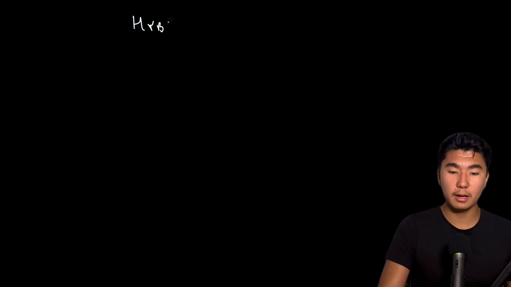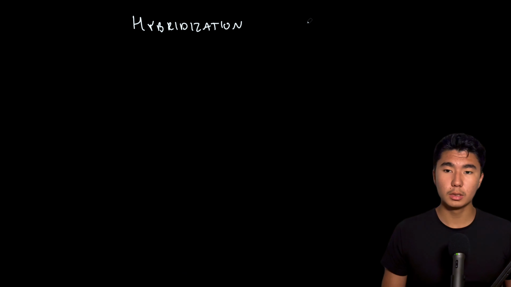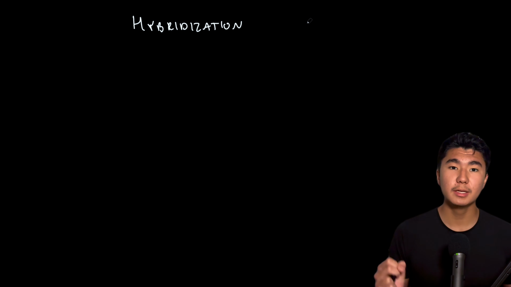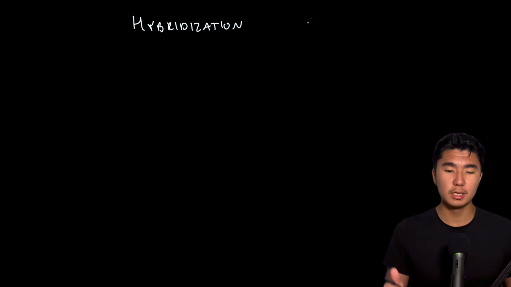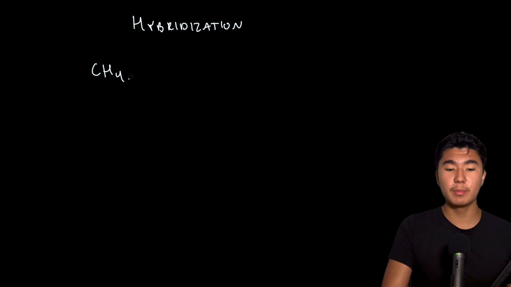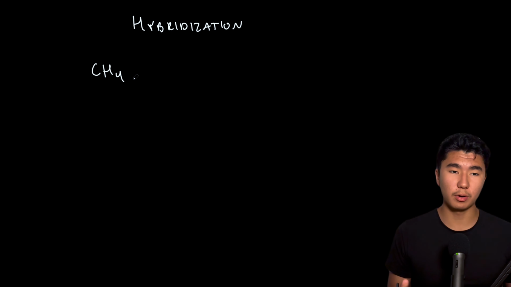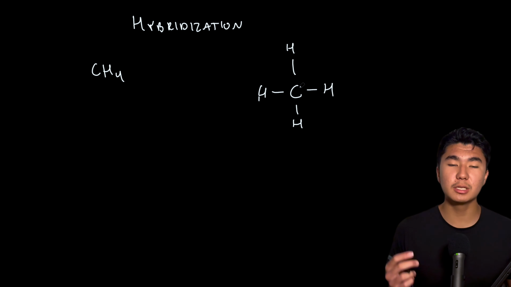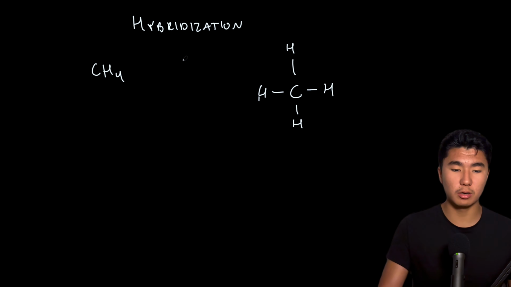Expanding on our idea of how these atomic orbitals overlap to form our covalent bond, we also need to talk about the idea of hybridization. Hybridization is this idea in which we can combine atomic orbitals to create hybridized orbitals. To really illustrate this, let's look at methane, for example. Methane is CH4.